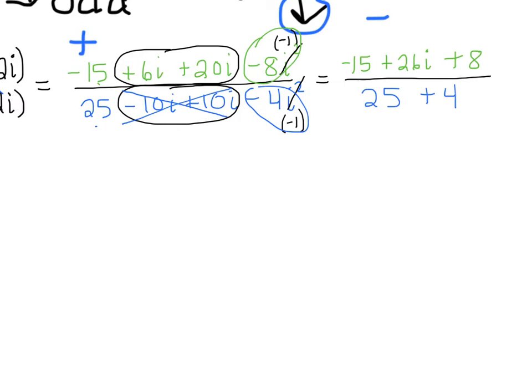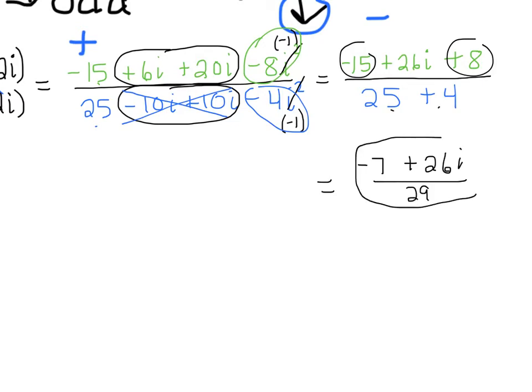So the very last step is to combine like terms one more time. Negative 15 plus 8 is negative 7 plus 26i. And 25 plus 4 is 29. We cannot simplify 7 divided by 29, nor can we simplify 26 by 29, so that's the final answer.